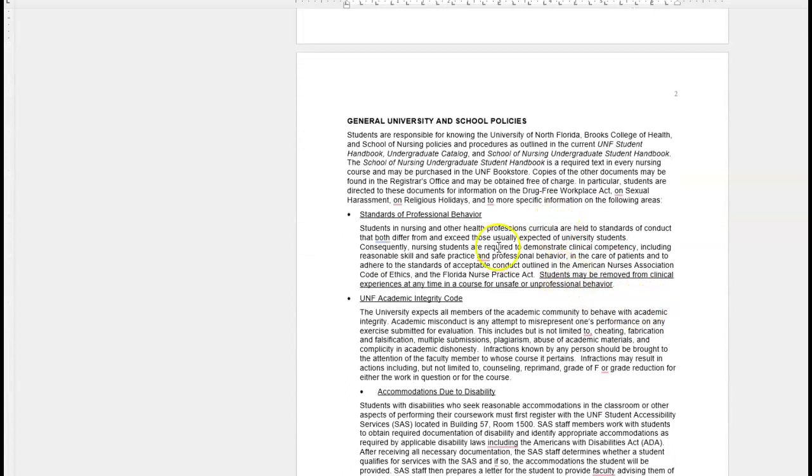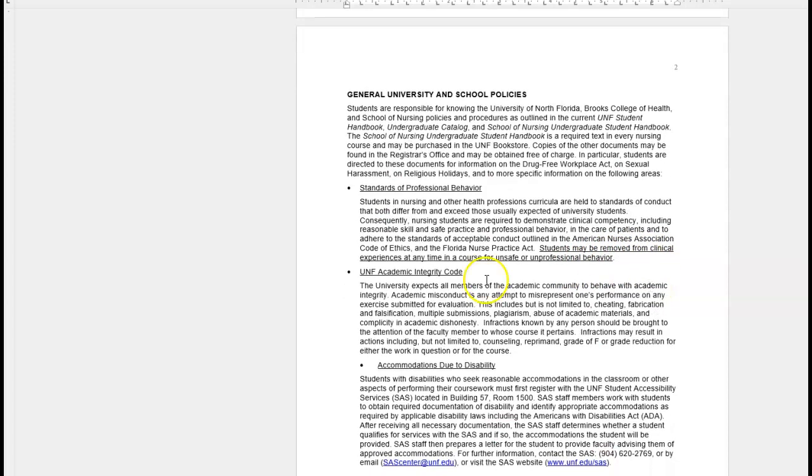These are standard policies, standards of professional behavior. You guys, we've had some incidents of uncivil behavior, and we will not be engaging in any of those practices. You can be removed at any time for any type of unprofessional behavior.